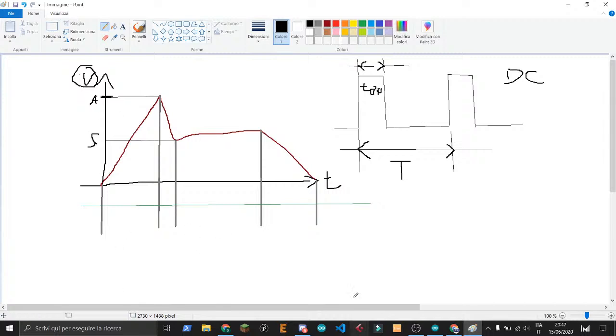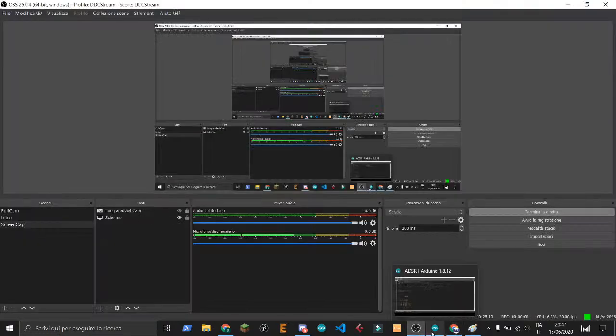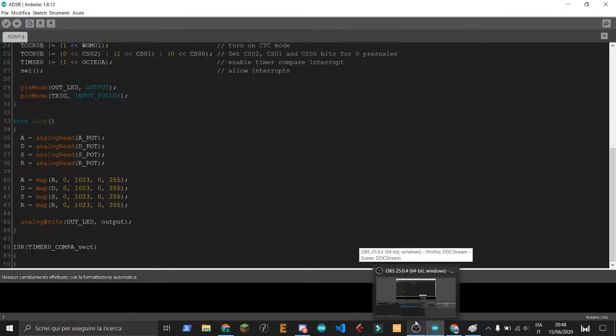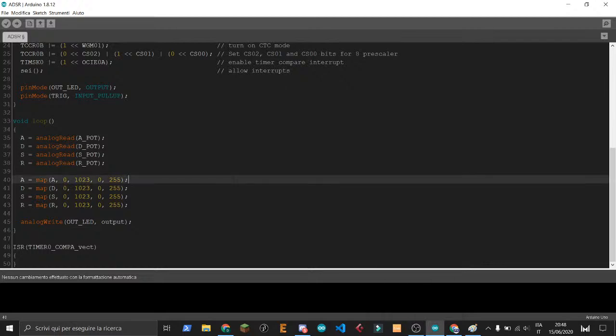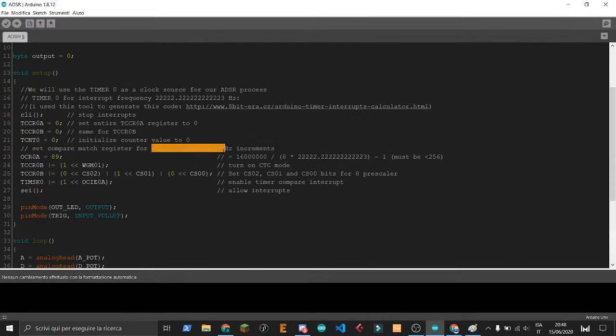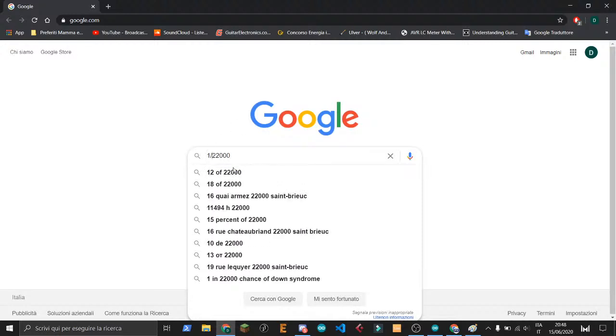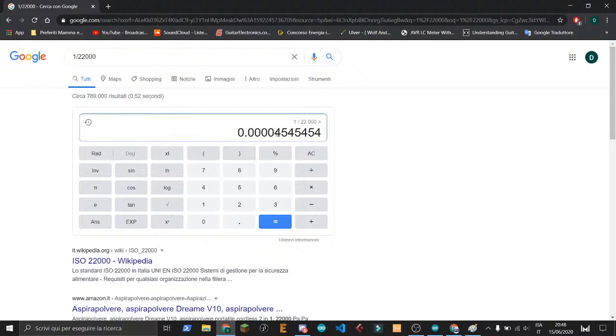We will have a timer that ticks every X amount of seconds, and this timer increases a counter that basically will tell us the time, because we know that, for example, in this case, we will have it tick approximately 22.2 kilohertz, so 22,000 times per second, and that in terms is 1 divided by 22,000. It's basically 45 microseconds. I don't know.